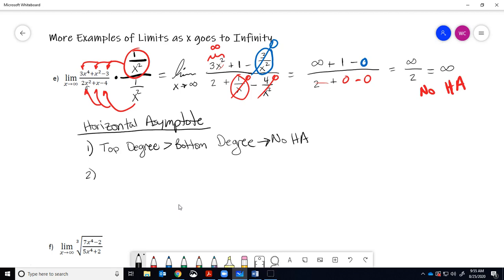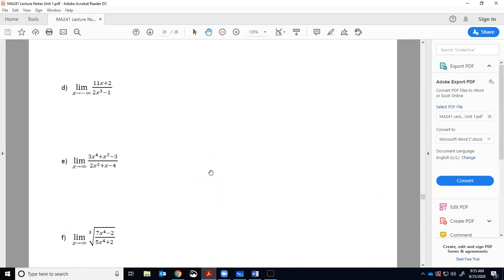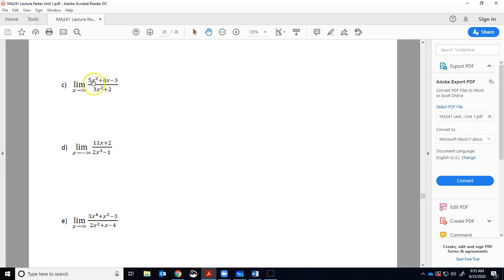Number 2, what if the top degree is equal to the bottom degree? This was one of the previous problems that we did. Go back and look at your notes. If the 2 degrees are the same, there is a horizontal asymptote, and it's at y equals the coefficient of the leading term on top divided by the coefficient of the leading term on bottom. So if we go back, I have the problem right here, scroll up. In part C, we had x squared and x squared as our two highest powers. Those were our leading terms, so the degrees are the same. So the coefficients, 5/3, was the limit. That was the horizontal asymptote.